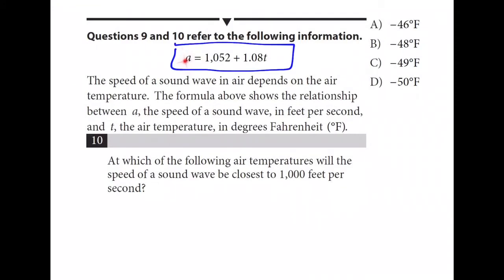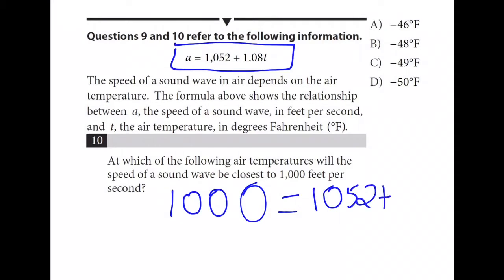A represents the speed of a sound wave. That's where we're going to plug in this 1,000 feet per second. And T represents the air temperature. So it turns out that's what we're going to solve for. Let's plug that in now. 1,000 is equal to 1052 plus 1.08 t.